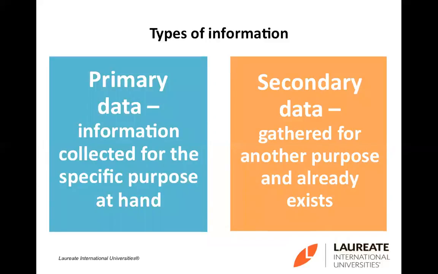Types of information: we have two types of information. The first one is primary data, or primary information, and the second one is secondary. Primary data consists of information collected for a specific purpose. So we customize our research to address the specific questions and marketing issues that we have. Secondary data are gathered for a different purpose. Someone else has done it for us, so it already exists somewhere.